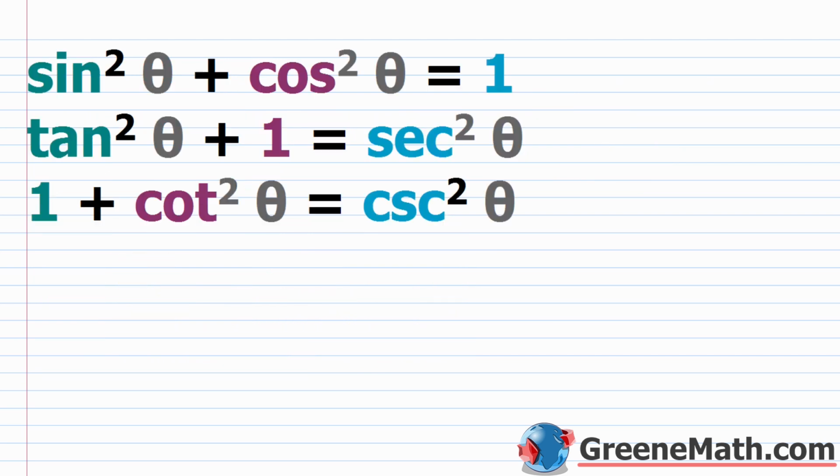Now, our first topic of today's lesson is going to be the Pythagorean identities. So you'll usually see these in your book in this exact manner. So sine squared theta plus cosine squared theta equals 1. Your tangent squared theta plus 1 is equal to your secant squared theta. And then 1 plus cotangent squared theta is equal to cosecant squared theta.